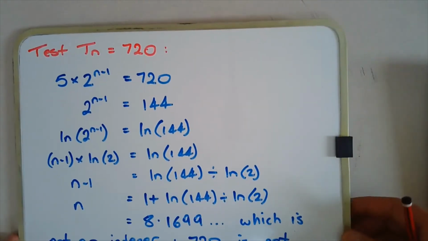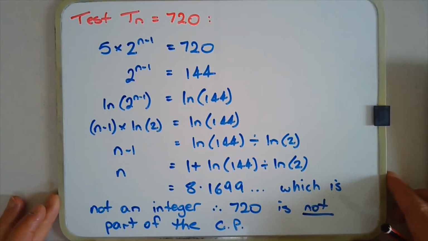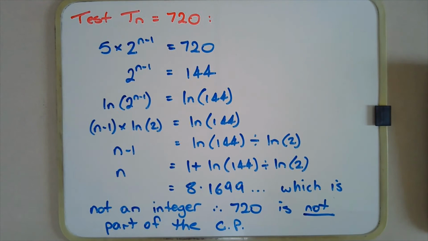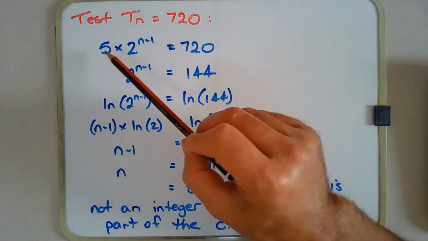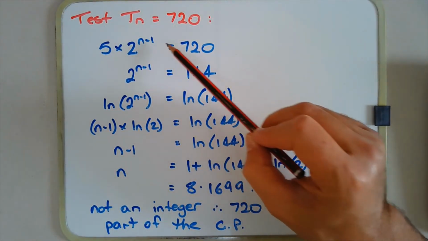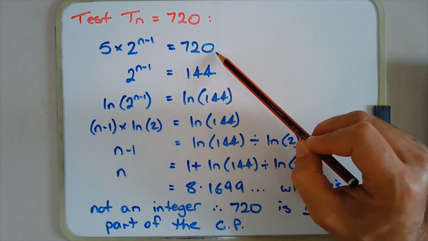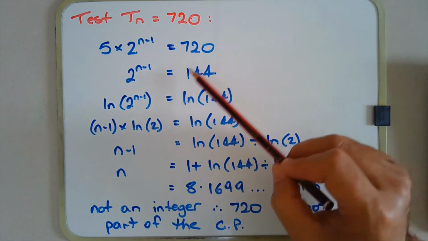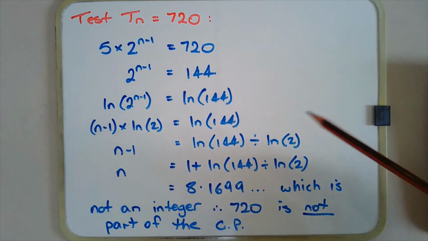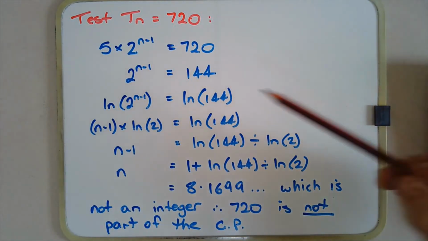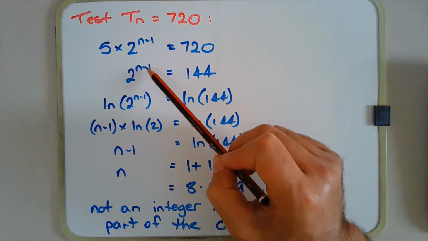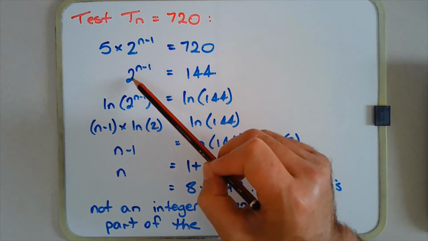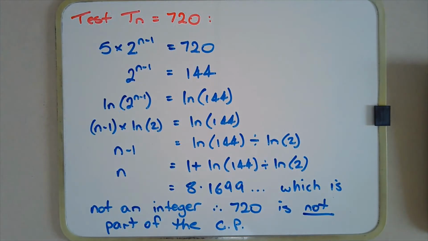Let's have a look at 720. I'm going to test Tn equals 720 in the same way. So 5 times 2 to the power of n minus 1 is equal to 720. Dividing both sides by 5, we have 2 to the power of n minus 1 is equal to 144. Now at this point, without using logarithms, we can see by inspection that there's no integer power of base 2 that'll give us 144. In fact, the closest one will be 128, and it goes to 256 and so on.